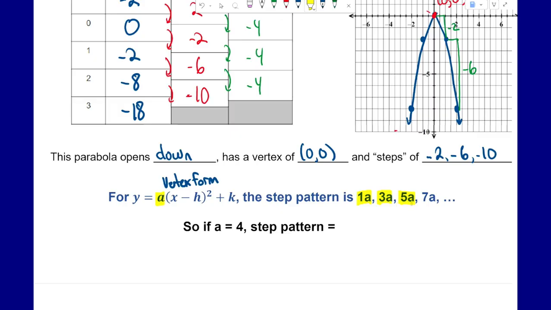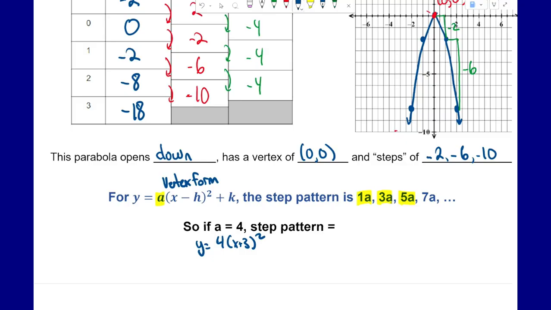So 1a, 3a, 5a. What that means is whatever the a value is in our equation, we multiply it by 1, and that's our first step. We then take that same a value, multiply it by 3, that's our next step. Multiply 5 by our a value, that's our next step. And that can help us graph our quadratics or determine what the a value is from the quadratics. So if we had an equation where a was equal to 4, so that could be something like y = 4(x + 3)², something like that as an example.